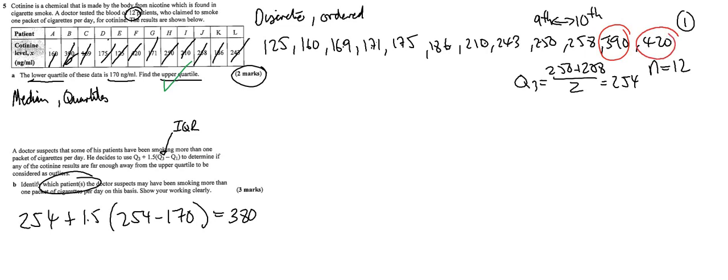So who are they? The 390 is patient B, and our 420 is patient F. Patient B and patient F are outliers. Basically that's why our doctor suspects them, because we wouldn't expect to see values that big. They're outside our 1.5 standard deviation. So very unusual. If they really were smoking one packet, that would be a very unusual result.